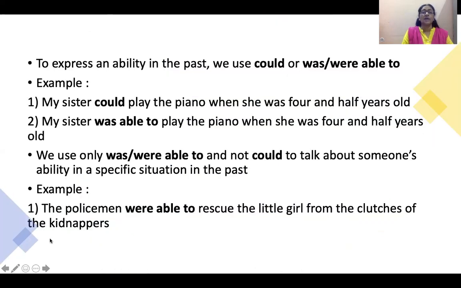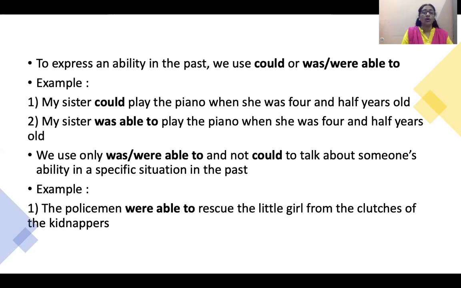To express an ability in the past, we use could or was able to or were able to. Was able to we use with singular and were able to we use with plural. First one, my sister could play the piano when she was 4.5 years old. That we can write in this way also. My sister was able to play the piano when she was 4.5 years old.